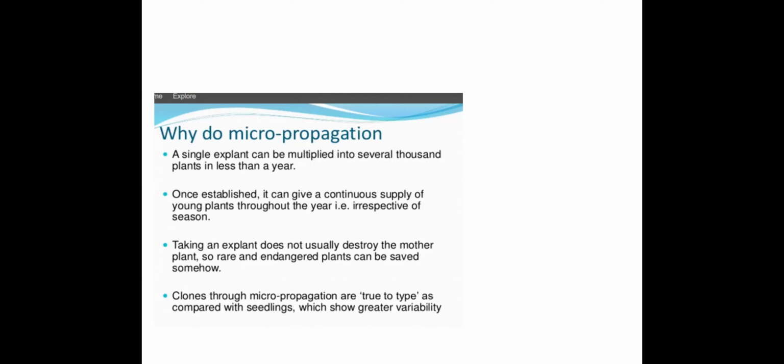But in that case, if you take an explant, if you just take a leaf from that plant, it is not going to harm the plant. But from that leaf, you can produce thousands of such plants. So that does not destroy the mother plant. So rare and endangered plants can be saved. And clones through micropropagation are true to type, as I've already told you.